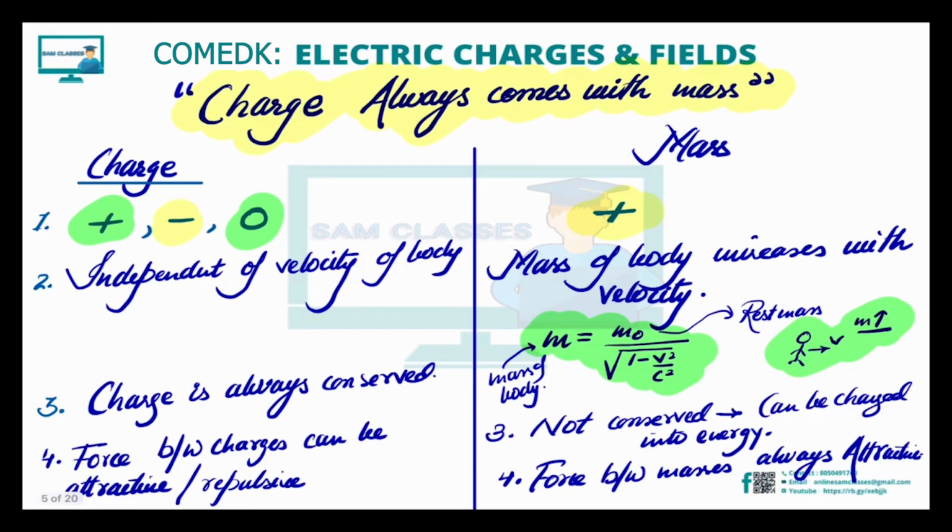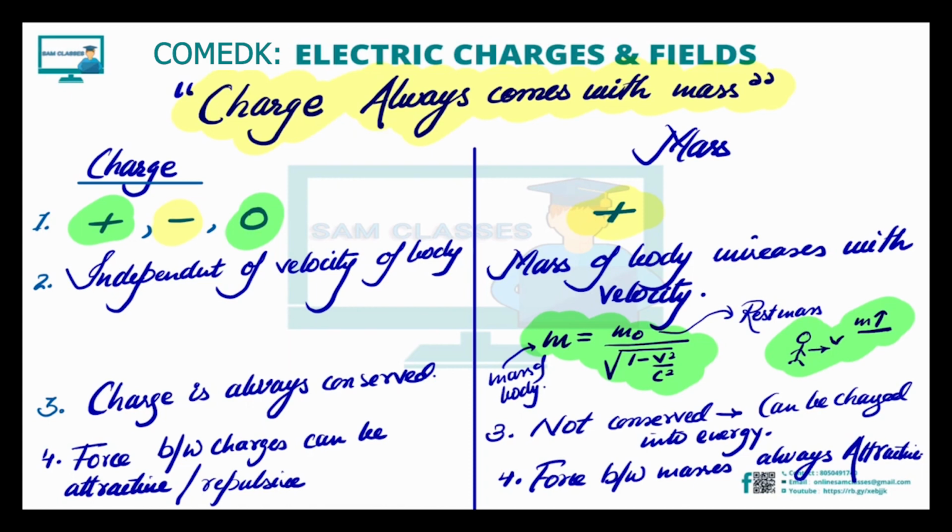Now the next is, charges always come with mass. Whenever you have a charge, though how small the mass may be, mass will always be associated with it. Whenever we have a charged body, it may have a bit less or a bit more, but it will always have a mass.